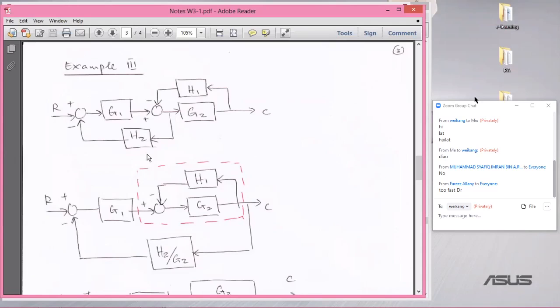But of course, whatever you do, you cannot change the representation of the original block diagram. Otherwise, you're going to change the system. You are only allowed to perform something that does not change the original block diagram. But how are you going to do this? Of course, you cannot see it in the beginning.